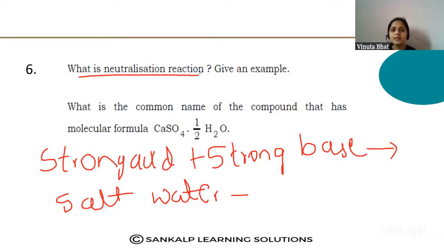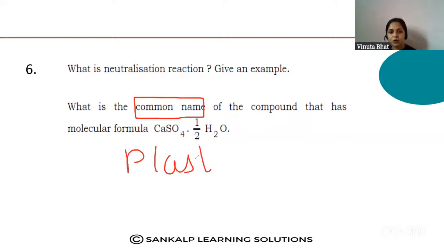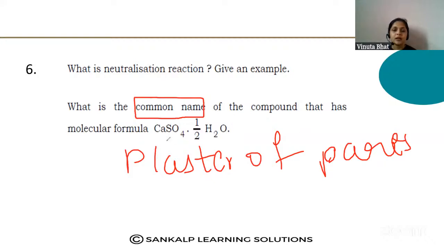Then, what is the common name of the compound that has the molecular formula CaSO4 half H2O? Here they asked to write the common name. That is the plaster of Paris. The common name is plaster of Paris, and the scientific name is calcium sulfate hemihydrate. Calcium sulfate hemihydrate is the correct answer.